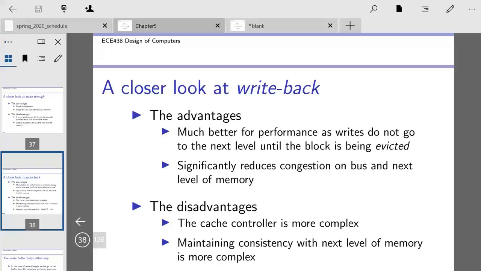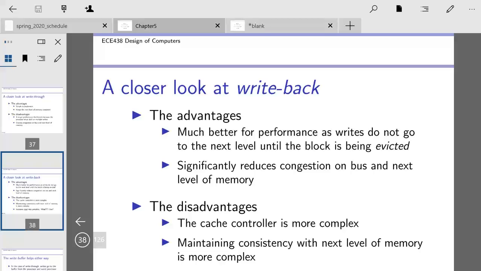Write back, the advantage, much better for performance as writes do not go to the next level until the block is being evicted. So if we have repeated writes to the same data, you can see how write back can quickly become advantageous, because those multiple writes don't actually ever get pushed up to the next level of memory.